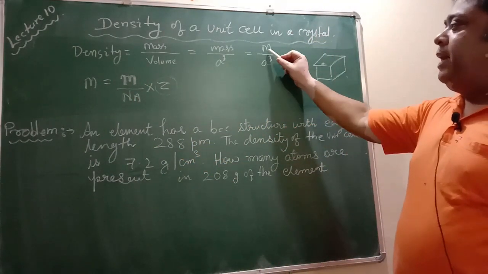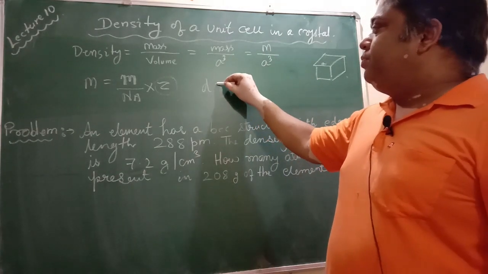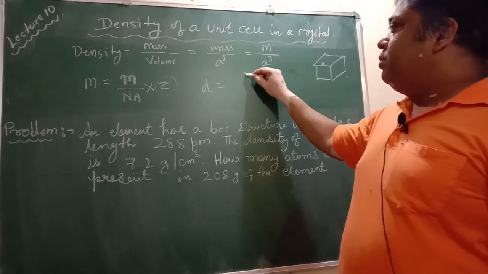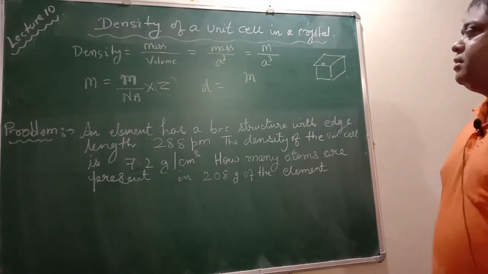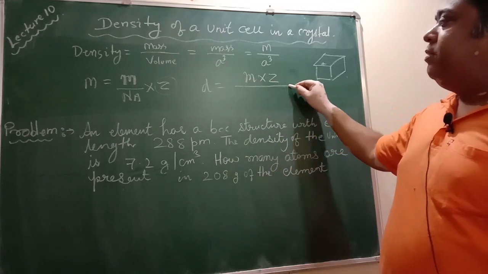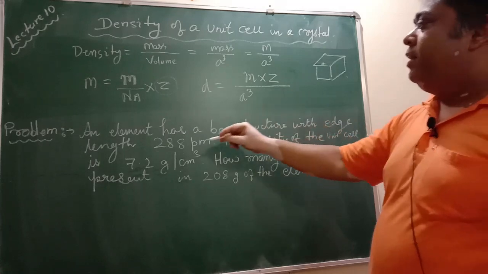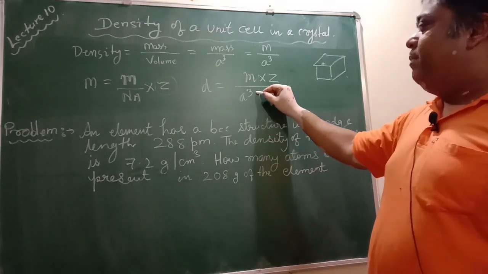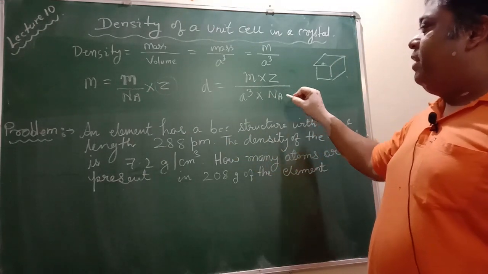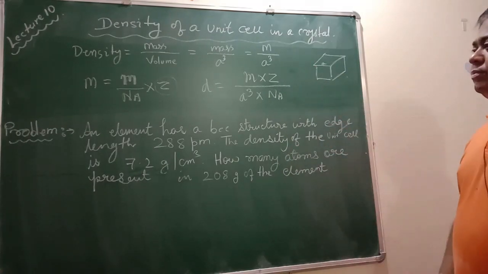So instead of writing capital M, we can now write density is equal to small m, that means molar mass, multiplied by the number of atoms in the unit cell, divided by the volume of the cube, a cube, and then Avogadro number. So we are dividing it by Avogadro number, meaning we are finding it for one atom, and multiplying it by the number of atoms here.